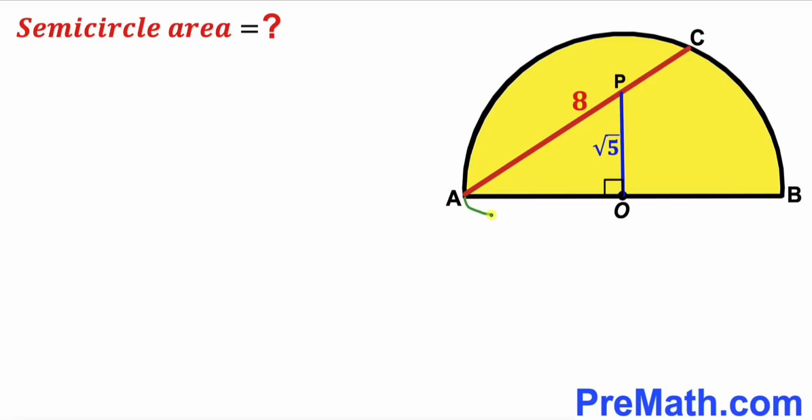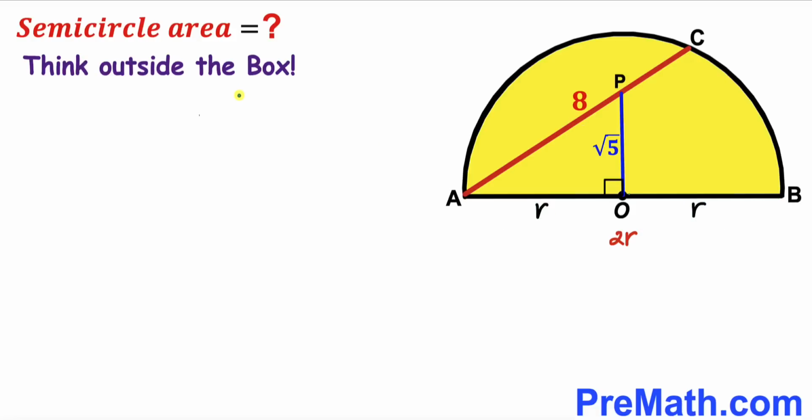We can see AO is the radius of this semicircle. So I'm going to label this one as lowercase r, and likewise OB is the radius of this semicircle as well. So this is going to be lowercase r as well. And furthermore, this AB is the diameter of this semicircle. So this diameter is going to be r plus r, which makes 2 times r.